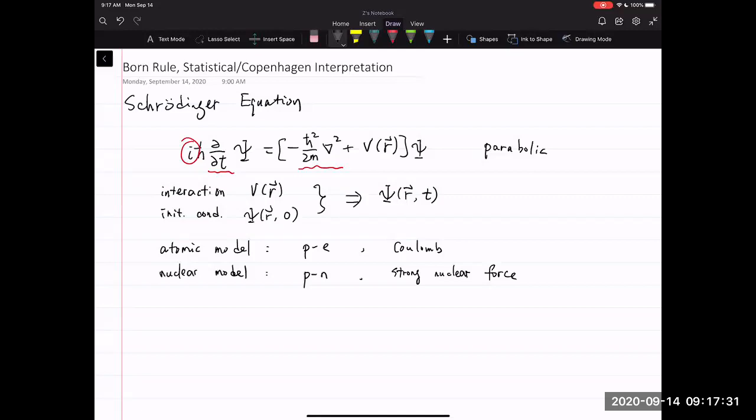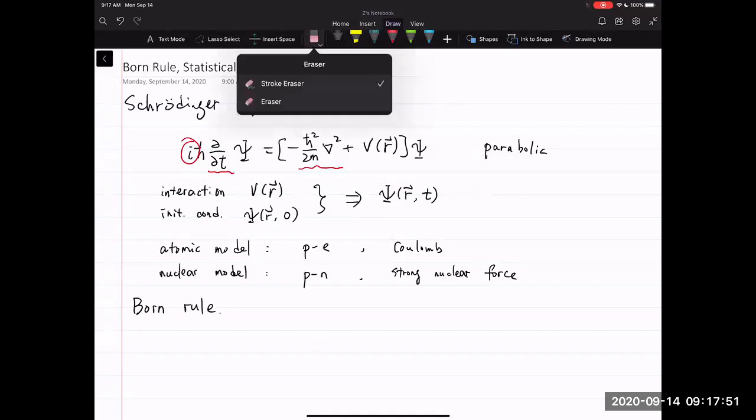And this is done through the so-called Born rule. It's called the Born rule. Okay. Of course, it's named after the physicist Born.